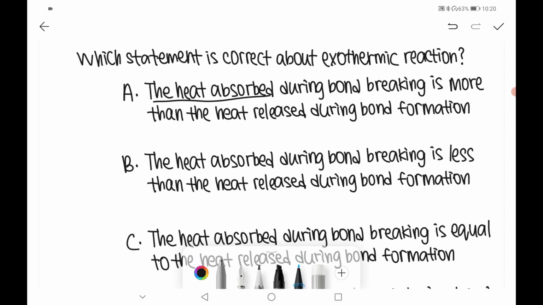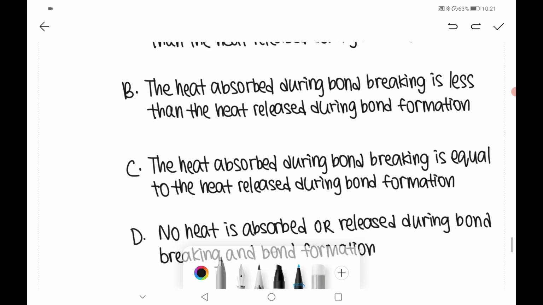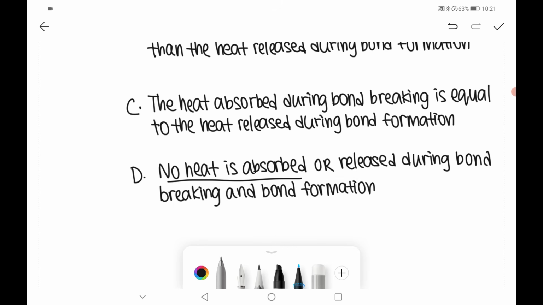The heat absorbed during bond breaking is more than the heat released during bond formation. The heat absorbed during bond breaking is less than the heat released during bond formation. The heat absorbed during bond breaking is equal to the heat released during bond formation. No heat is absorbed or released during bond breaking and bond formation.